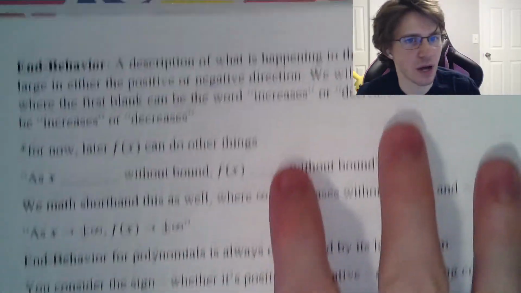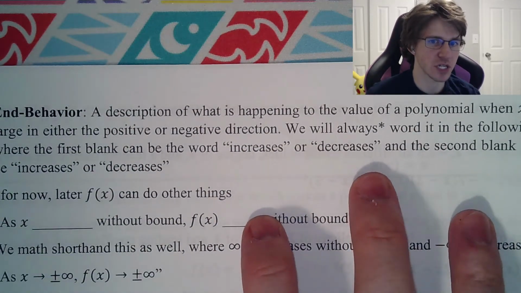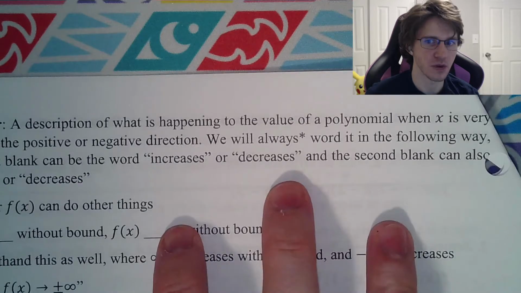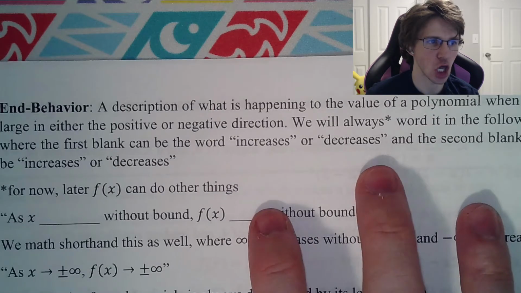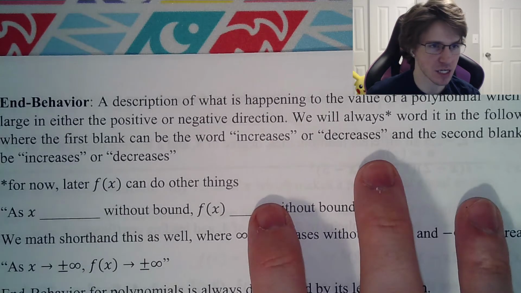All right, I'm going to keep on. I'm just going to go for it. Here we go. End behavior. So this is our definition. It's a description of what is happening to the value of a polynomial when x is very large in either the positive or negative direction. So the idea is somewhere on a graph, the graph is becoming very, very big or very, very small.